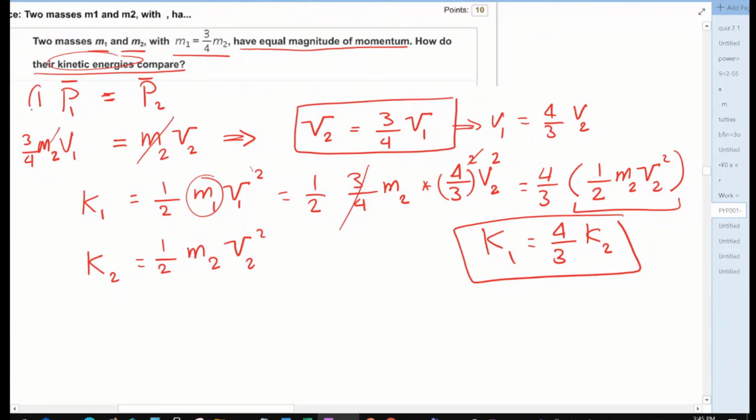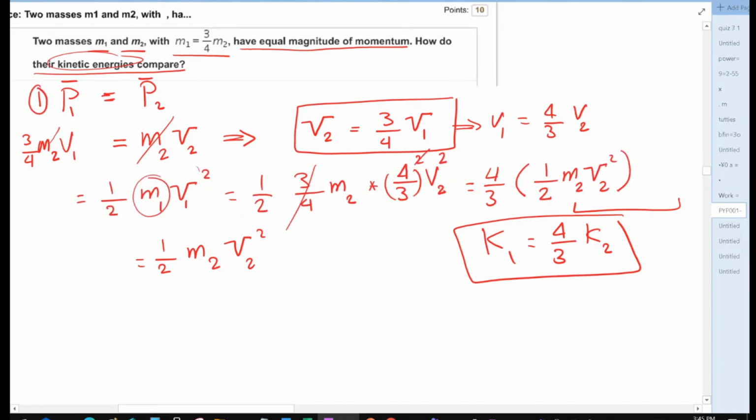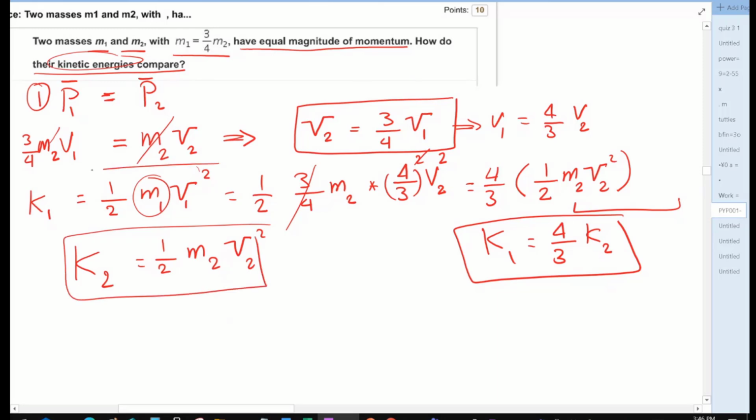So there are two steps. I equate the momentum. Okay, so I get the relation here between the speeds. Then I will try to find the kinetic energy of each one, K1 and K2. That's K1 and that's K2.